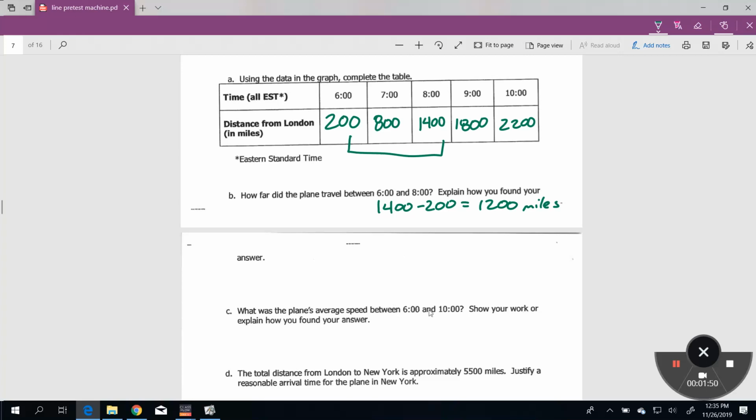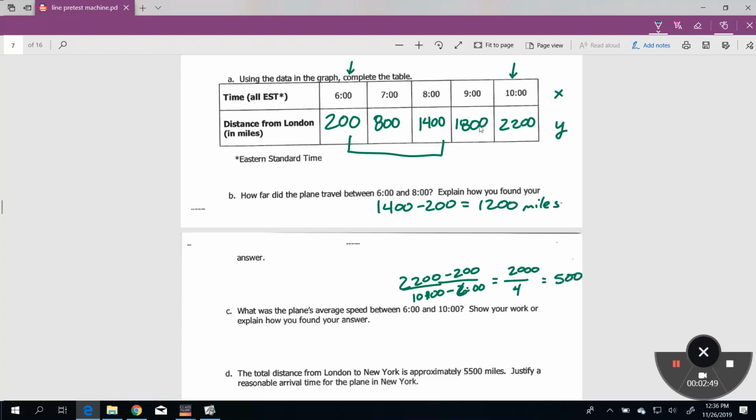What was the plane's average speed between 6 and 10 o'clock? Now, if you think of these as your y and these as your x values, we're going to pick our 2 points, 10 o'clock and 6 o'clock. So we're going to go change in y over change in x. So change in y is 2,200 minus 200. That's y2 minus y1. So 2,200 minus 200. That's this point y minus my other point y. So now I'm going to go this point x. So 10 o'clock minus 6 o'clock. So 10 minus 6 is 4. 2,200 minus 200 is just 2,000. 2,000 divided by 4 equals 500.